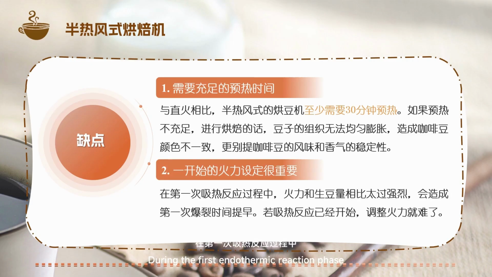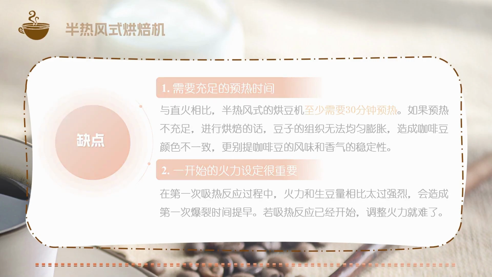During the first endothermic reaction phase, when comparing heat intensity and bean volume, excessive heat will cause first crack to occur prematurely. Once the endothermic reaction begins, adjusting the heat becomes difficult.